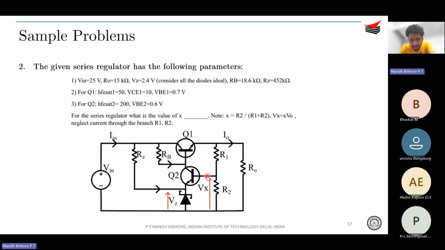You can understand that Vx or VR2, applying KVL in this loop that I show in my pointer. You understand that Vx is simply VBE plus Vz, right? VBE and Vz together will give you Vx. And V naught is the voltage across the load, that is I naught into R naught. So with this information, you should be able to get it. Your Vin is given, Q1, VCE1, you know. Therefore, you will know what is I naught into R naught.